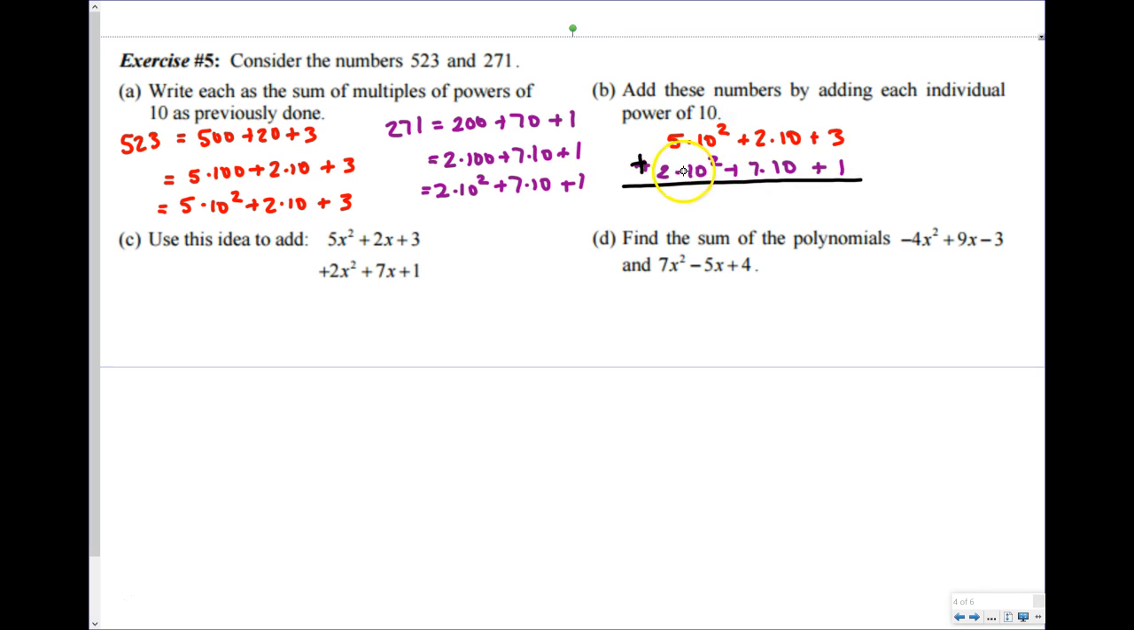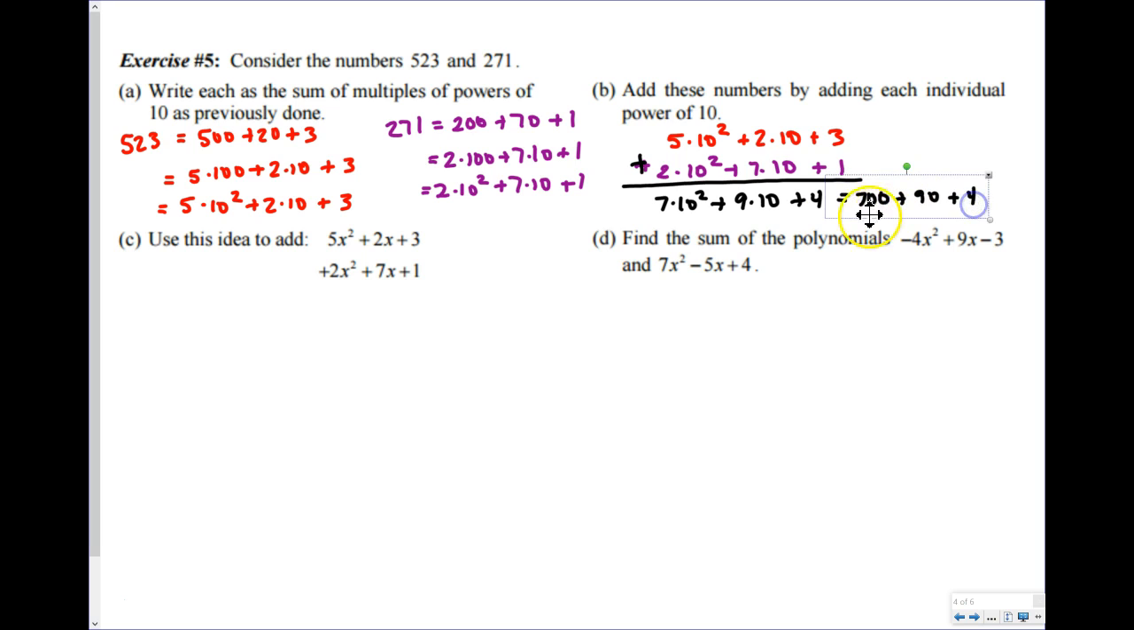5 times 10 squared plus 2 times 10 squared is the same thing as 7 times 10 squared, right? If I were doing, for example, 5x plus 2x, wouldn't that be 7x? That's the same idea that I'm doing in B. So the next one would become 2 times 10 plus 7 times 10 would become 9 times 10, and 3 plus 1 would give me 4. Now, if I rewrite this, isn't that the same thing as 700 plus 90 plus 4 to give me 794?